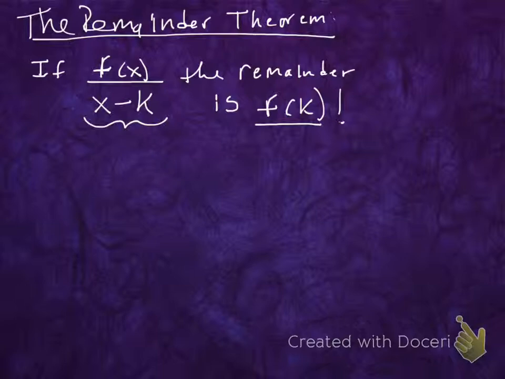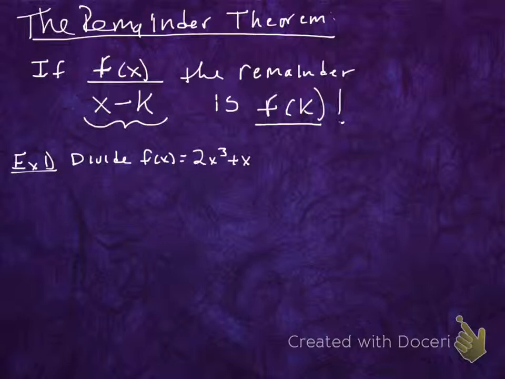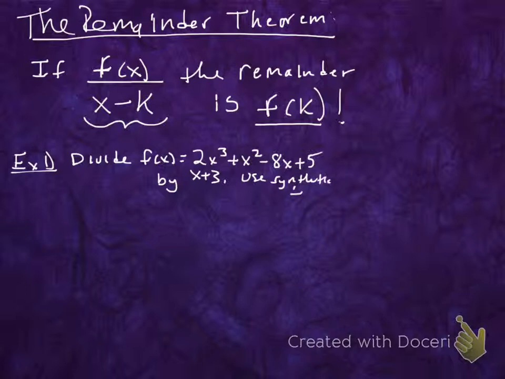So let's do a couple of examples of applying the remainder theorem. Let's call this example 1. I want to divide the polynomial f of x equals 2x cubed plus 1x squared minus 8x plus 5 by x plus 3, and I'm going to make sure I use synthetic division. Okay? So this is how we have to do it.